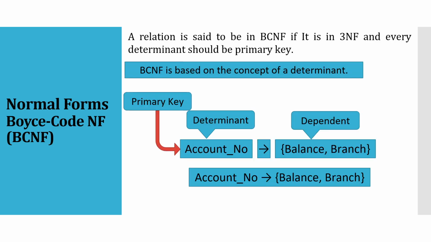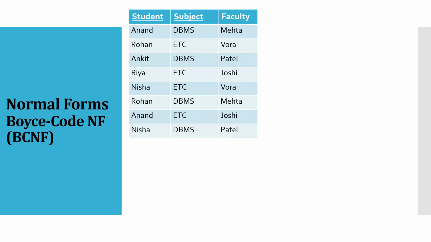So this is what we have seen so far, and now this is the example. We have a table in which we have student, subject and faculty, and we can assume that wherever there is an underline, it is a primary key. So here student and subject both are primary keys.